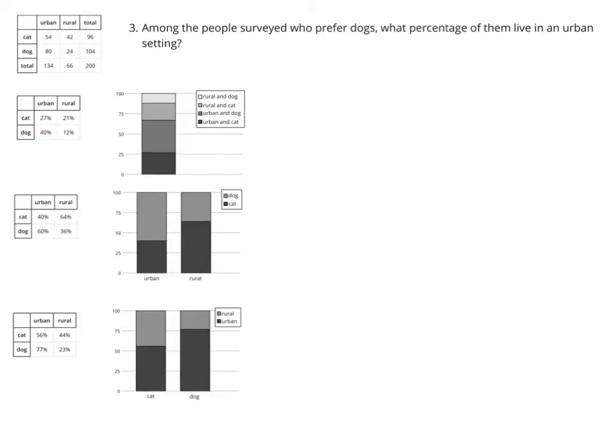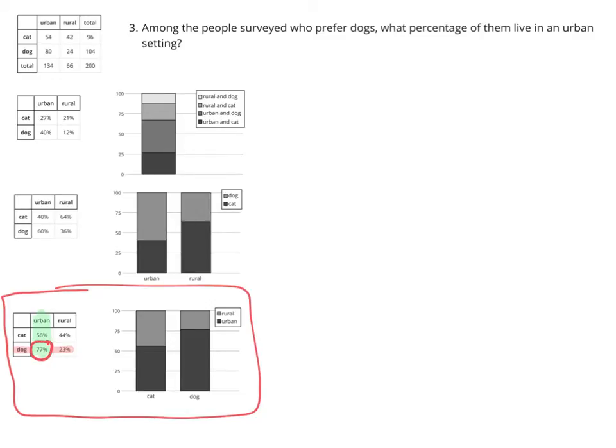In this next question, since we're looking at the people surveyed that prefer dogs and not the total percentage, that means we're going to be looking at the chart down here, and we're going to use that chart to answer a question. You can see that the people that were surveyed that wanted dogs and the people surveyed that were urban, they intertwine or share common grounds at that 77%. So it ends up being 77% surveyed that preferred dogs. The percentage of them that live in the urban setting is 77%.